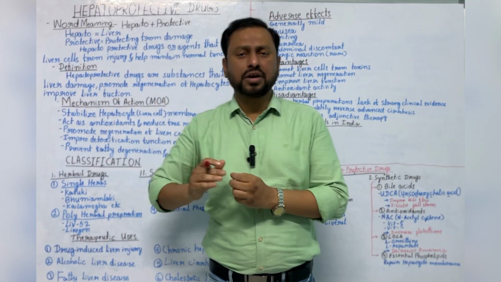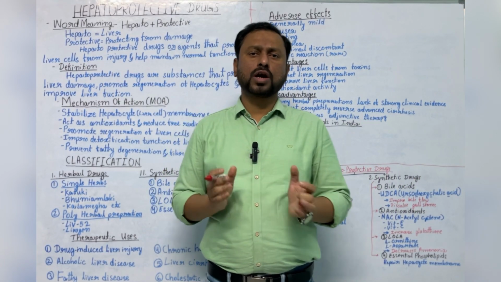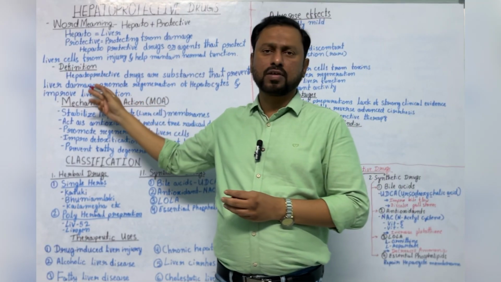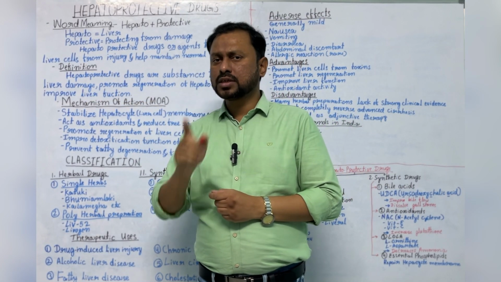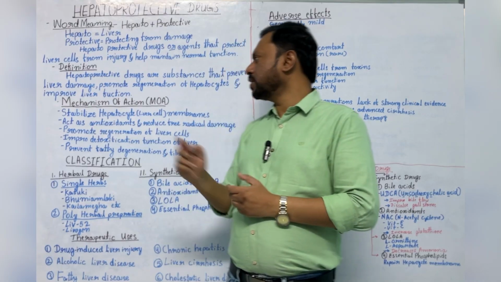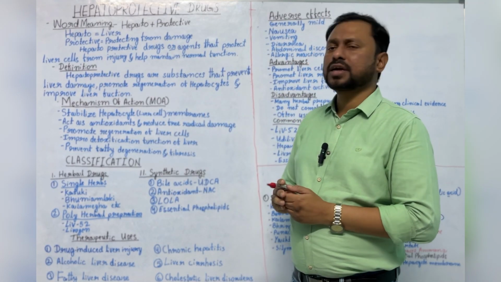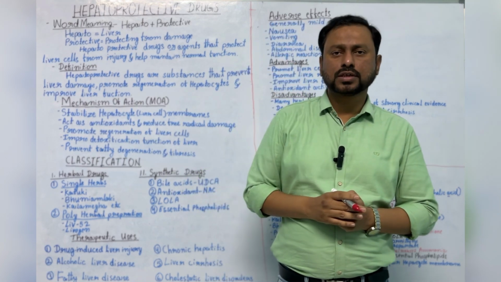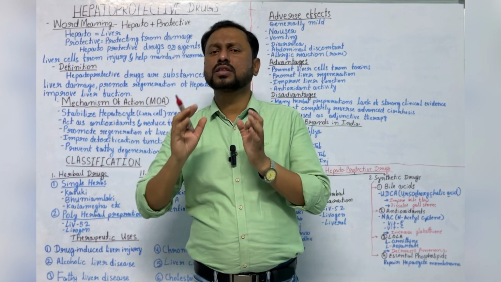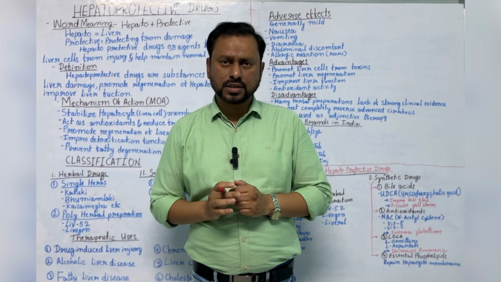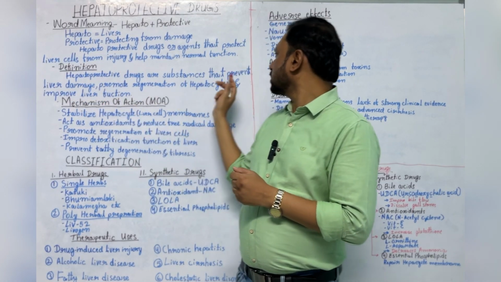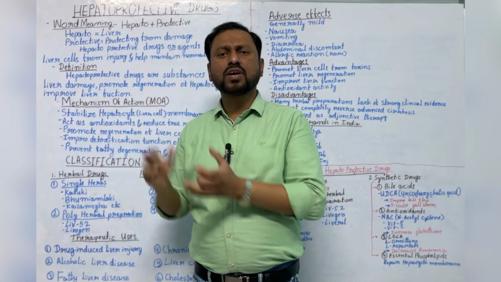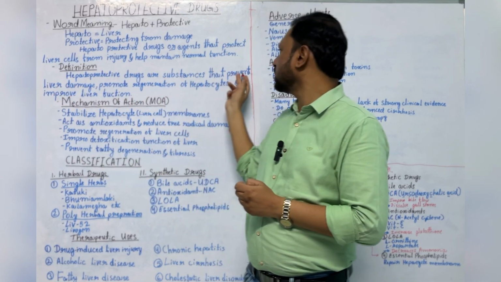Now the next thing is the definition of hepatoprotective drugs. Hepatoprotective drugs are substances that prevent liver damage. First, these drugs prevent liver damage. Next, they promote regeneration of hepatocytes. Third, they improve liver functions. Simply, these drugs do three functions. The first is to prevent liver damage due to many causes.